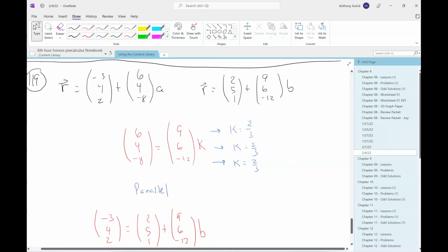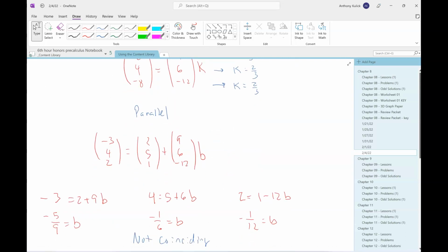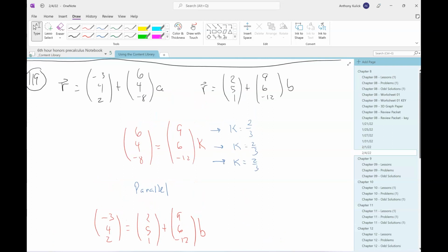So 119. First thing we do is check to see if it's parallel. So it should be pretty easy to see that 6, 4, negative 8 is 2/3 of 9, 6, negative 12. So we know the lines have parallel direction vectors. Then we'll check to see if they're coinciding by taking the point vector from the first line and seeing if it's on the second line.